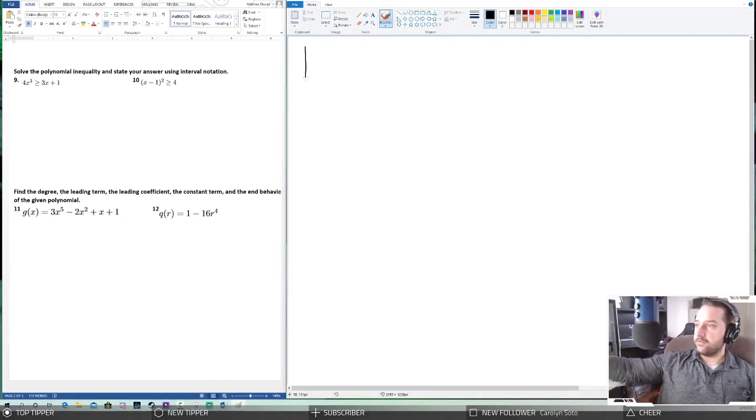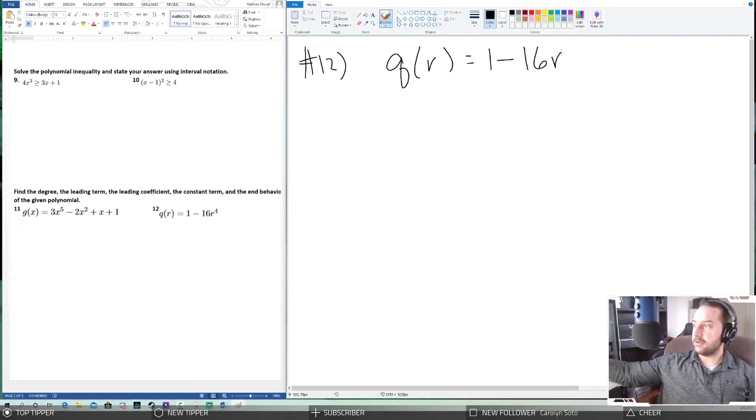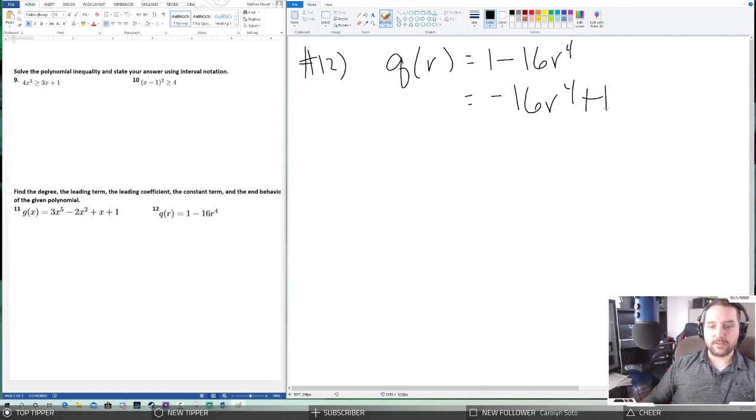So for number 12, I have my q of r is 1 minus 16 r to the 4th. It's asking us to find all those different values from it. Well, I'm just going to reorder this, because writing it in descending order is always making things easier. So find the degree: the degree is 4. So my n is 4.